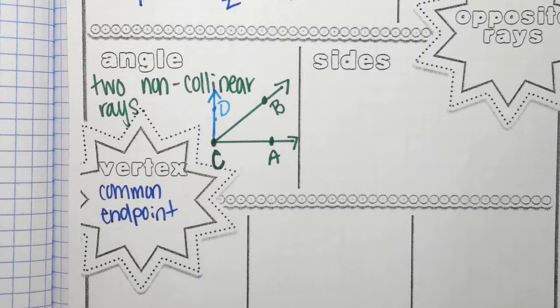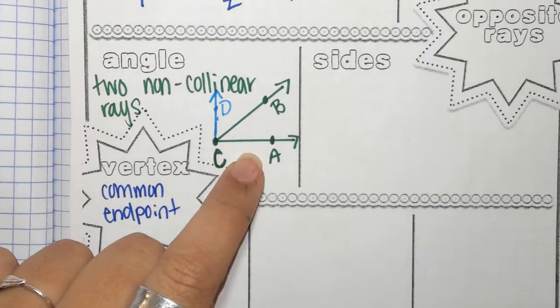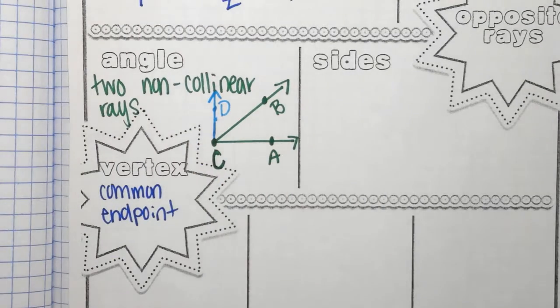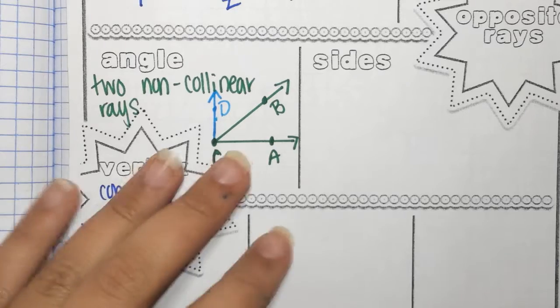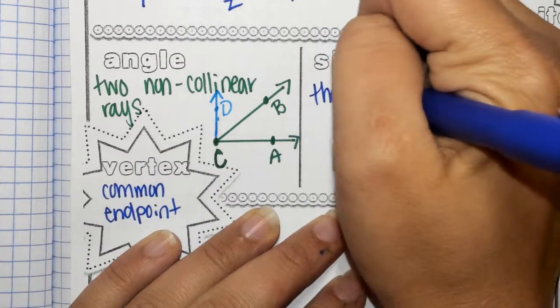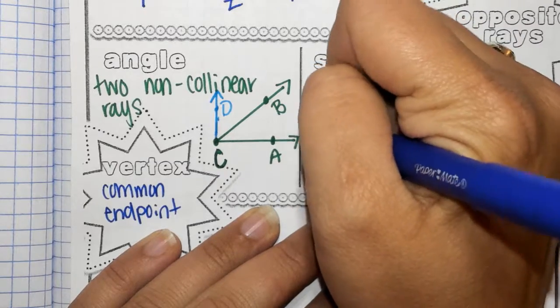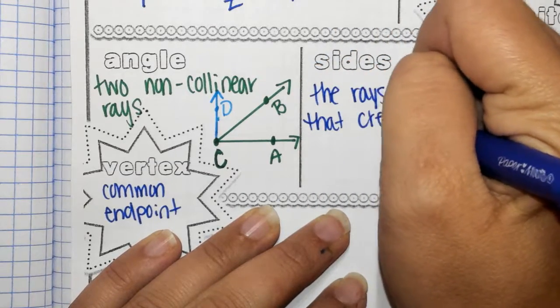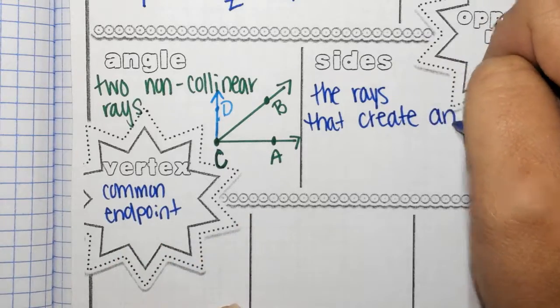Alright, what about sides? What are sides? Like the side of the angle. It is hard to explain, isn't it? So what would one side of this angle be, of ACB? AC, yes. What would the other side be? BC. Okay, so sides are the rays that create an angle.